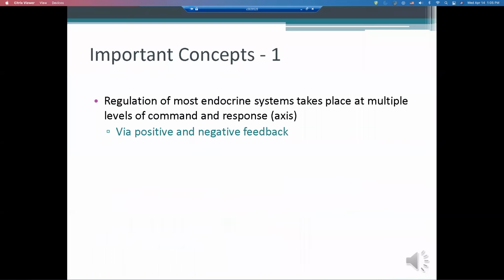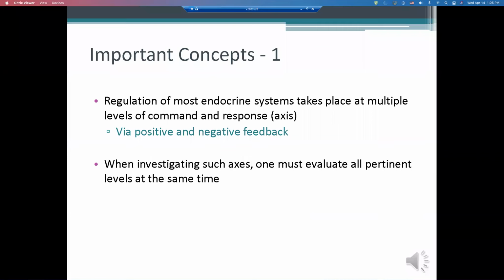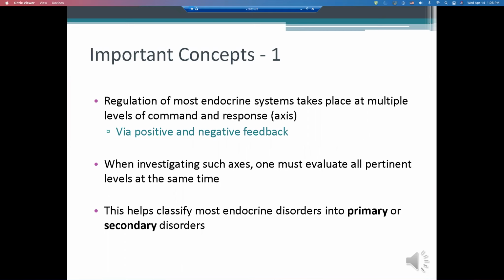Right. Before we start with our lecture, I'd like to go over 3 important concepts related to hormone regulation in general. The first one is that regulation of most endocrine systems takes place at multiple levels of command, and this is what we call an axis. It is controlled via negative feedback loops. So when investigating an axis, you must evaluate all pertinent levels at the same time, and this usually helps us classify endocrine disorders into primary or secondary disorders.